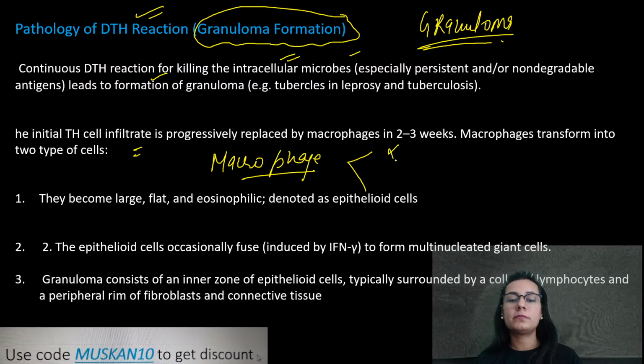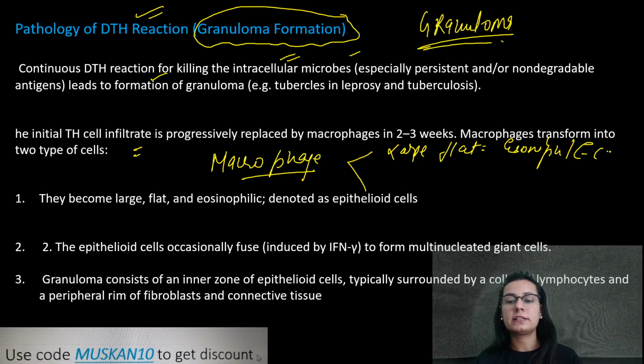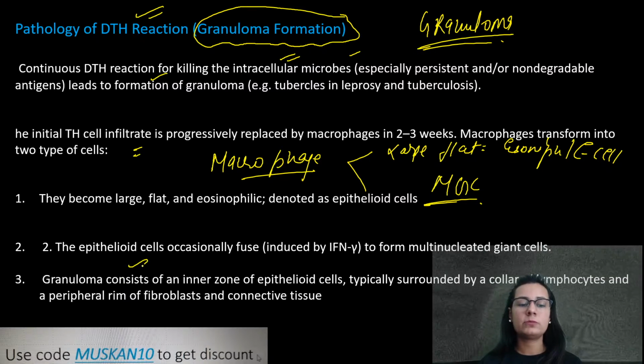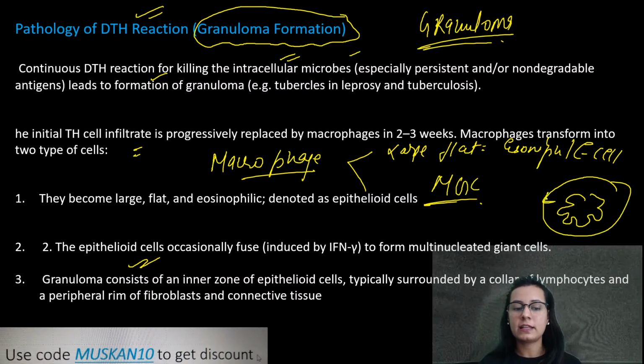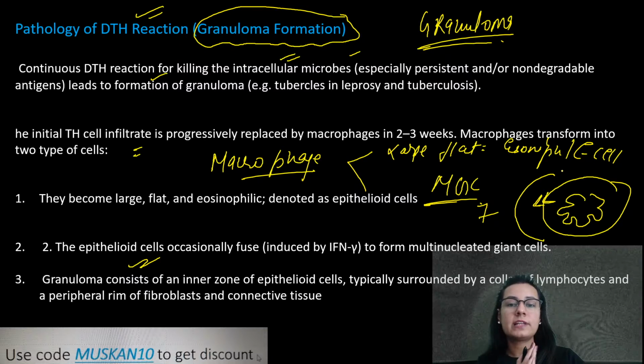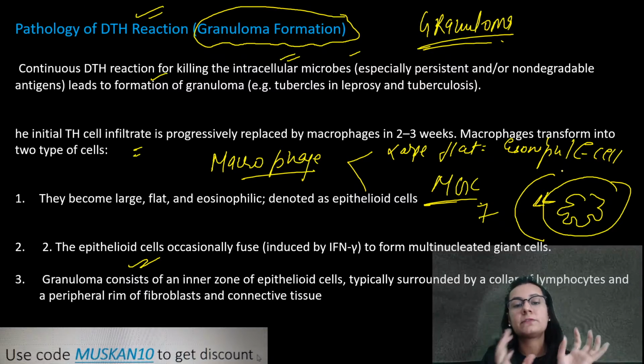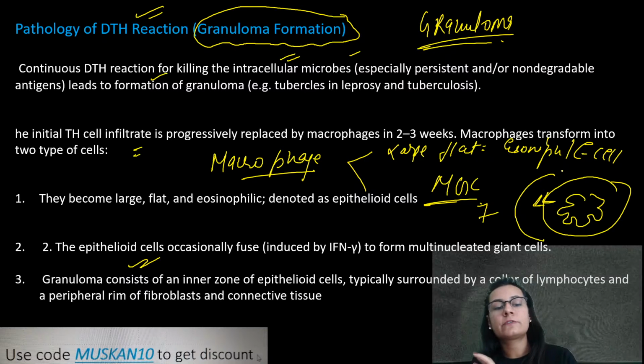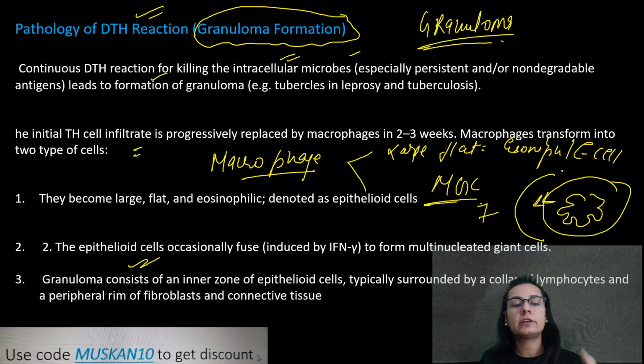It will either become large, flat, eosinophilic epithelioid cells or multinucleated giant cells. Okay. Now, granuloma consists of the inner zone of the epithelioid cells, typically surrounded by the lymphocytes and the peripheral rim of fibroblasts. Granuloma is nothing but the macrophage containing bacteria that escaped phagocytosis, which will activate the macrophage to transform itself into epithelioid cells, or the epithelioid cells will fuse together to form multinucleate giant cells, and granuloma is formed consisting of epithelioid cells surrounded by the lymphocytes and the fibroblasts.